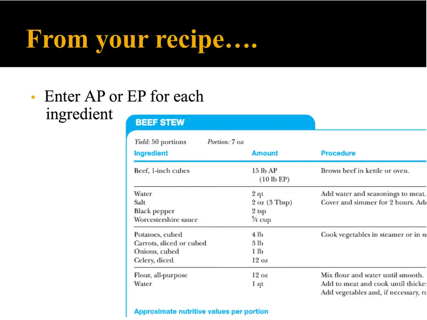Enter EP or AP in the appropriate column, depending on how the recipe reads. Most ingredients will be given in EP amounts. Notice this example does the AP to EP conversion for you for the meat, but not for the potatoes, carrots, onions, or celery.